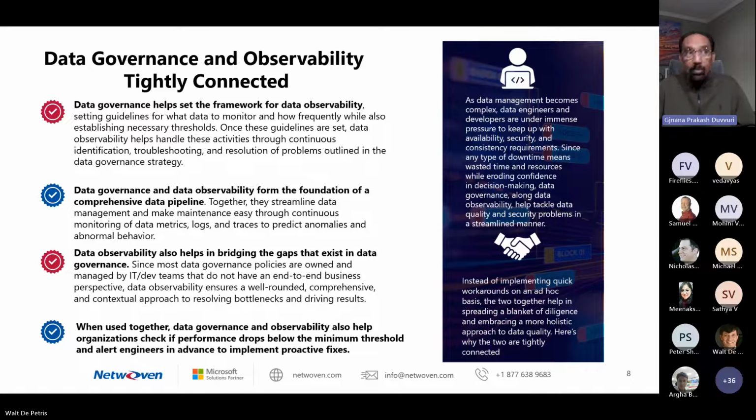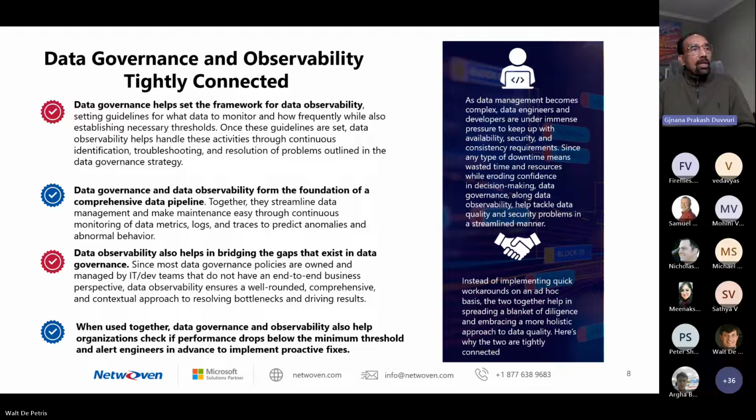Data observability also helps bridge the gap in existing data governance. Even in my practice, I see most of the data governance policies are owned by IT and development. But business doesn't have a say, and does not have any end-to-end business perspective. That is a complaint I always get in my 25 years here. Whereas data observability ensures a well-rounded, comprehensive, and conceptual approach to resolving bottlenecks and driving results, and shows where the problem is, where it is resolved, and what the end result is. Business has a very clear view through data observability, which will enhance data governance.